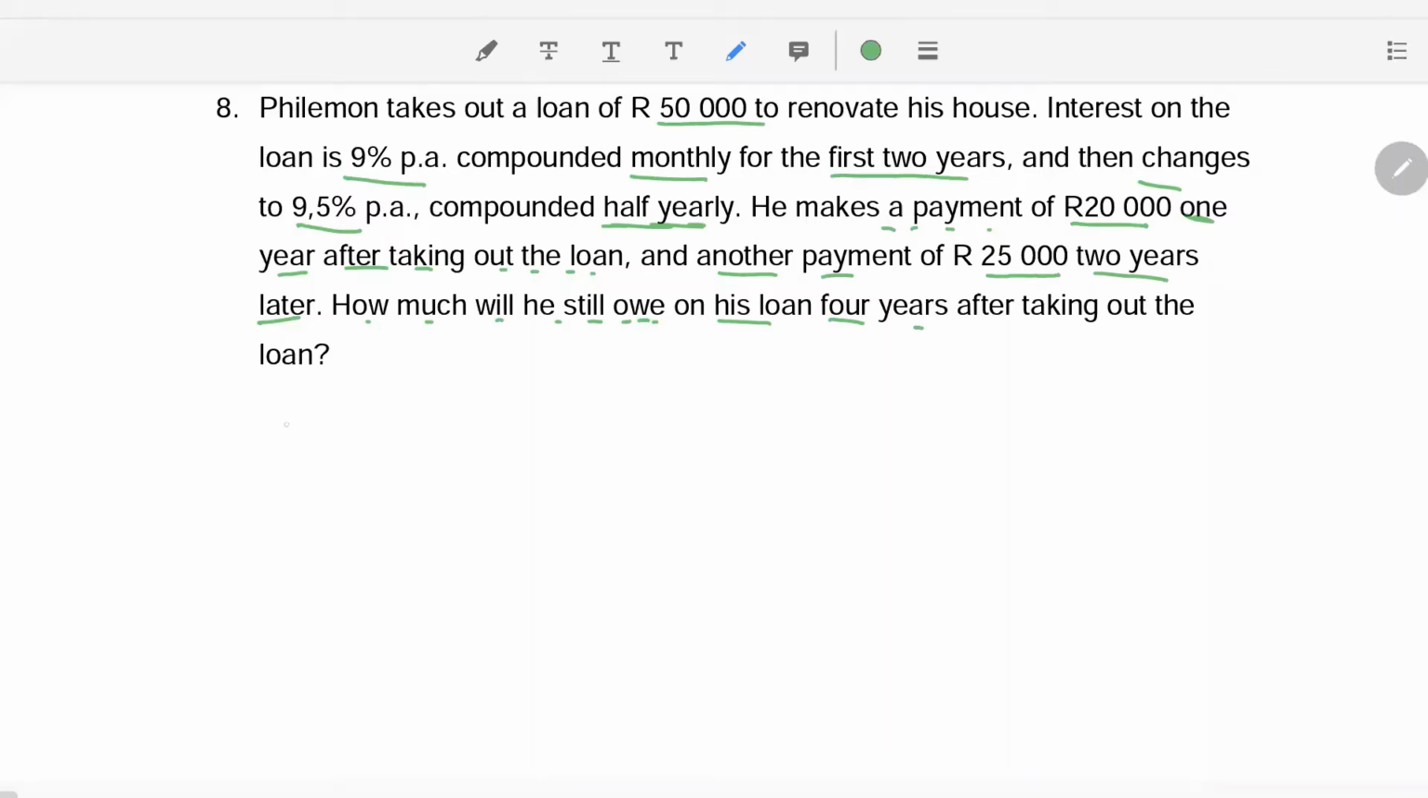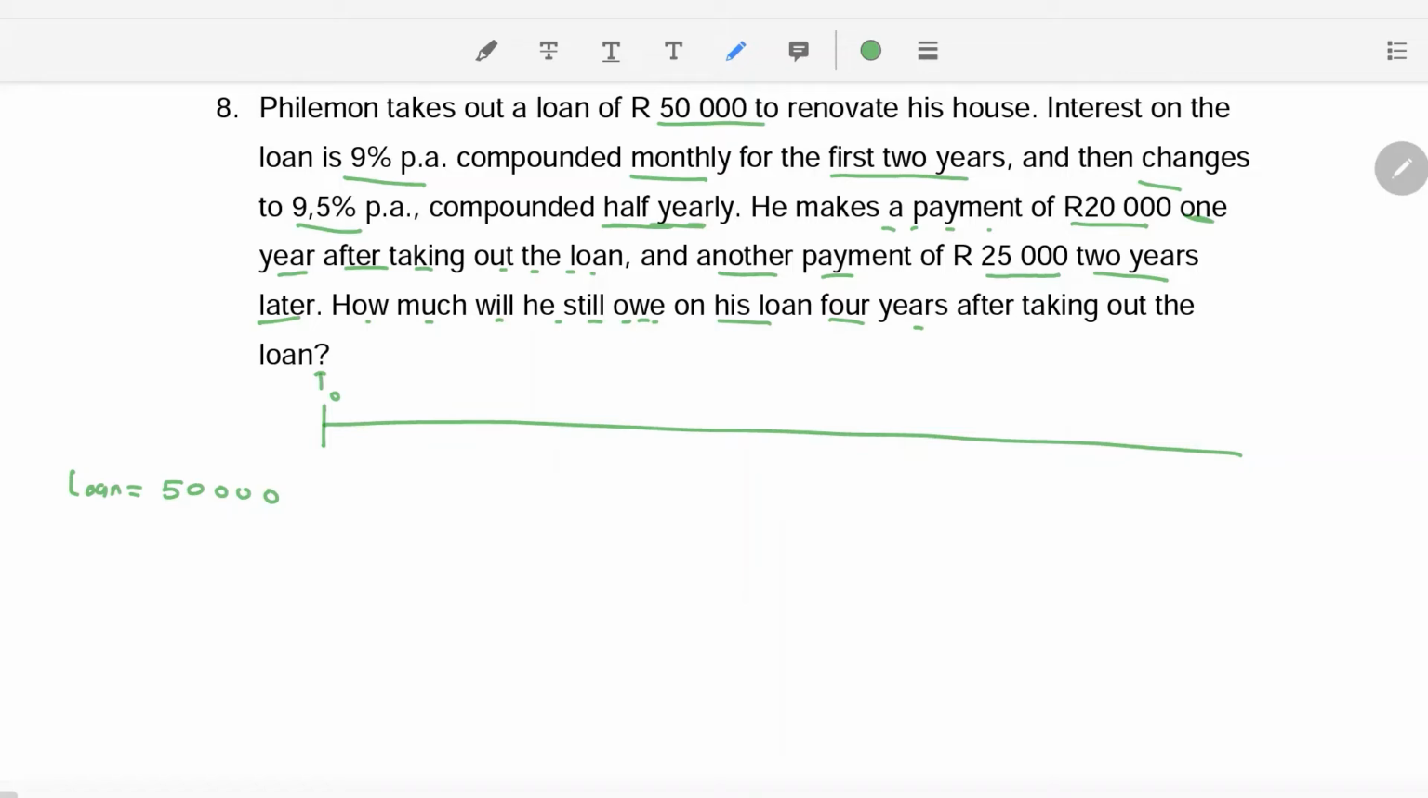Now this is to do with the loan. Remember, a loan earns interest by all means. So at the beginning of time, we got a loan of 50,000. According to the lender, which is the financial institution, they expect you to pay back their money with interest. So this loan will grow and earn interest, and you have to pay it back.